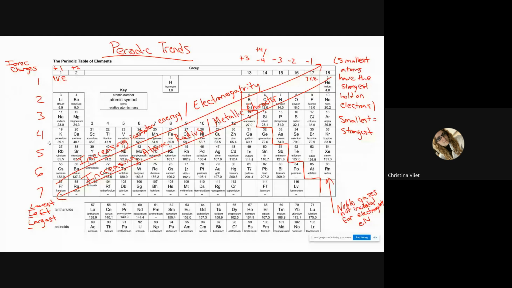Sarah, you want me to go through the activity? Yeah. Did you get a picture of this? The rest of what I filled in? Yeah, I filled in metallic character and electronegativity.